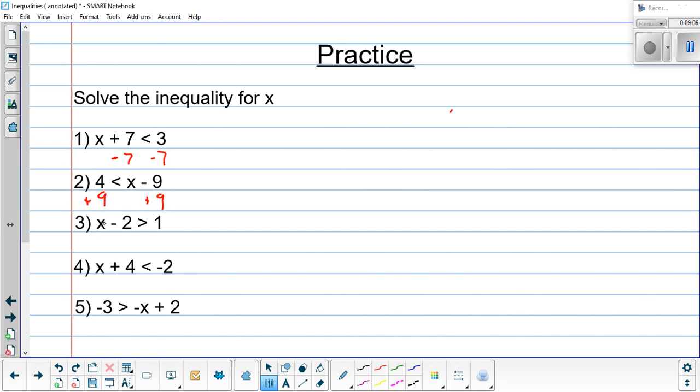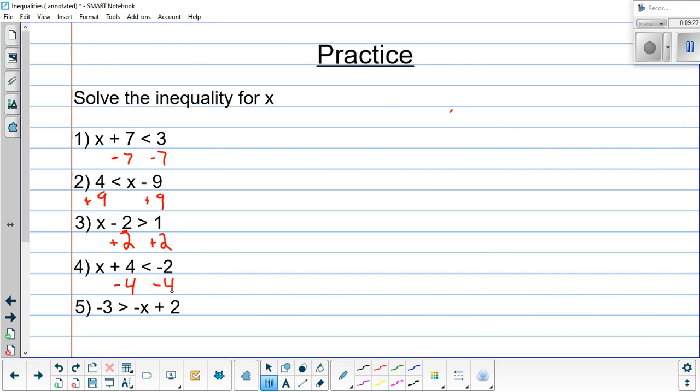What's the opposite? We want to keep x on our left, so we have to get rid of this negative 2. What's the opposite of minus 2? Add 2. So here, we have to add 2. Next one, we have x plus 4. What's the opposite of plusing 4? Taking it away.